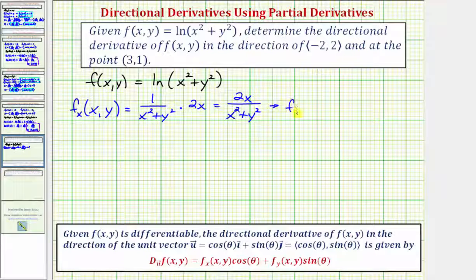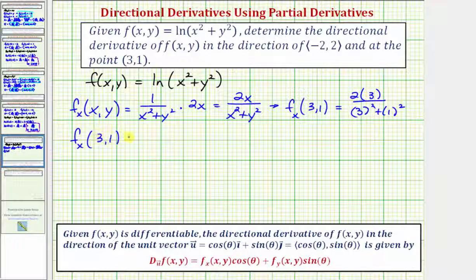And now we need to evaluate this at the point 3, 1. So we would have 2 times x, which is 3. And notice how the denominator is going to be x squared plus y squared, which would be 3 squared plus 1 squared, which equals 10. So the partial derivative with respect to x at the point 3, 1 would be equal to 6/10, which simplifies to 3/5. And now we'll find the partial derivative with respect to y.